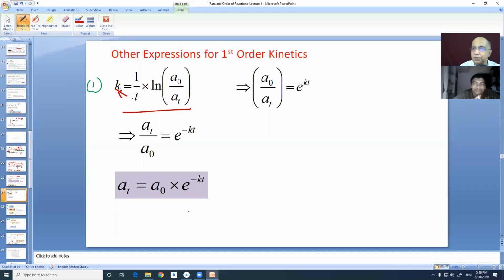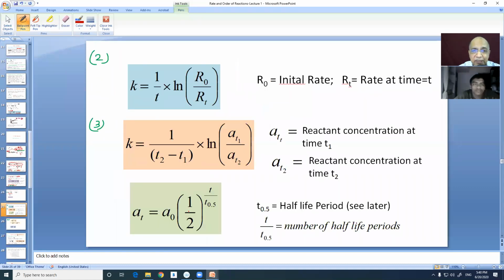Hardly do we use this expression for solving problems, but it will be used in other places. Another expression: in place of A0 and At, we can write R0 by Rt, the initial rate by the final rate, because the rate is proportional to the concentration. Therefore, when it is a ratio, instead of writing A0 by At, we can write R0 by Rt. That is another first order integrated law.